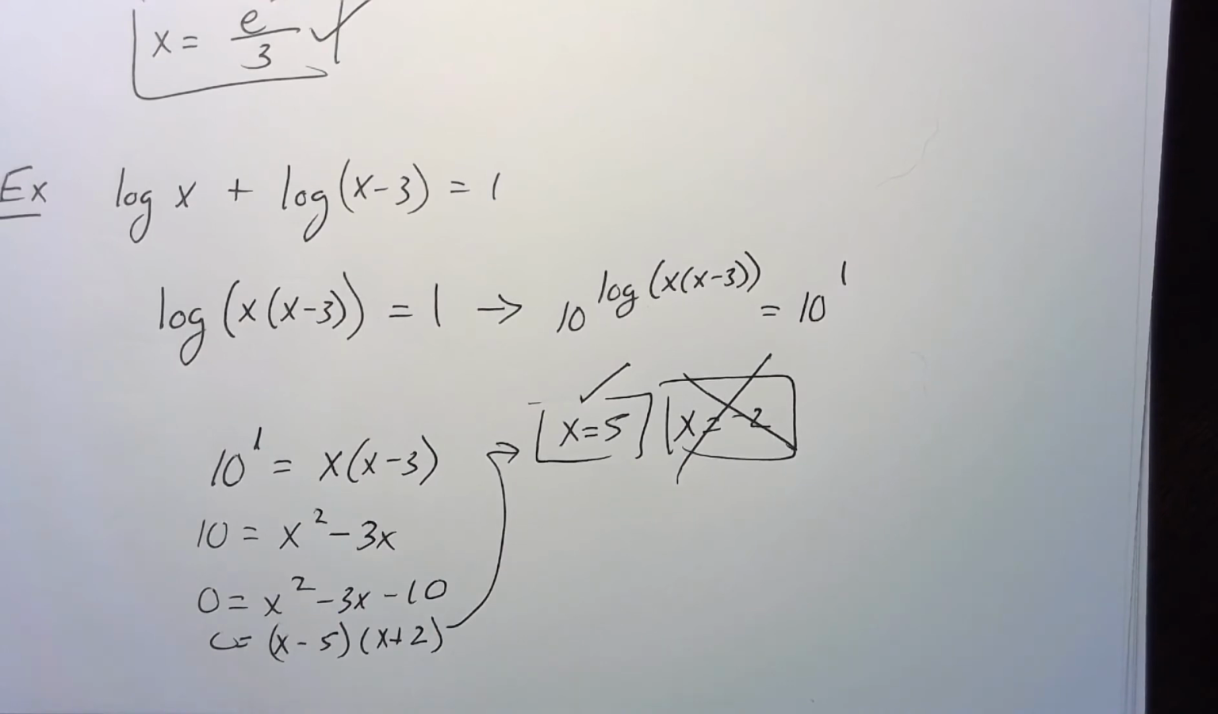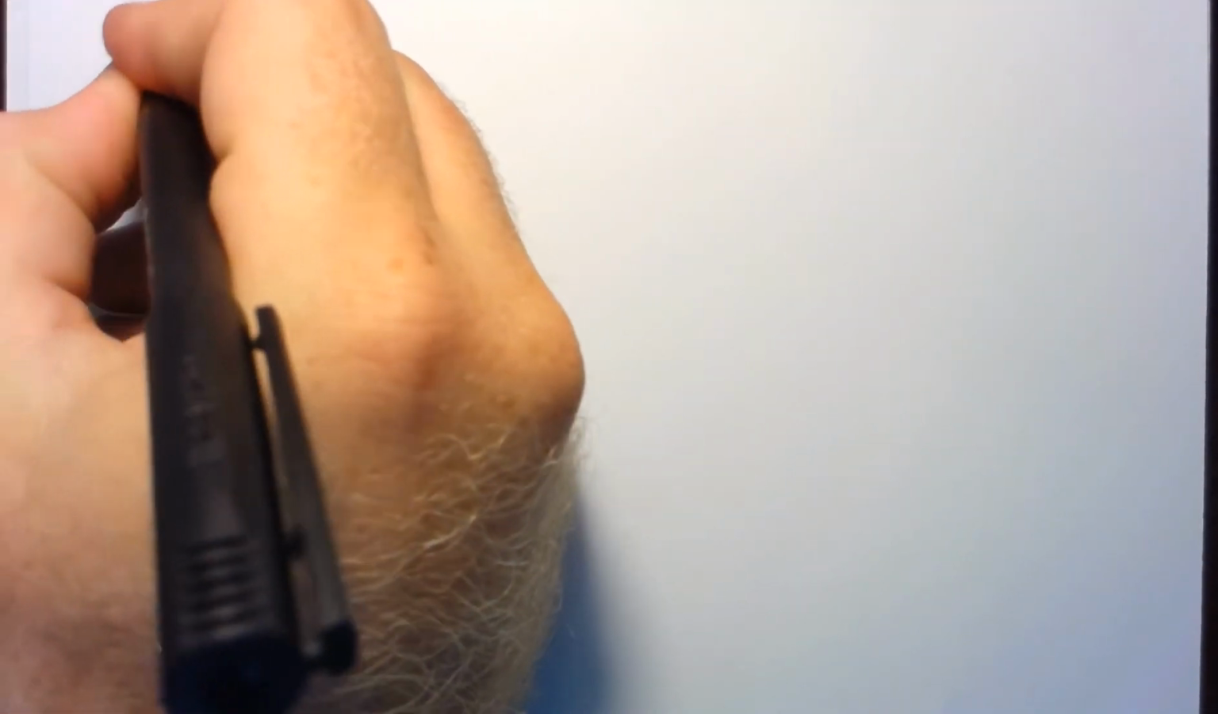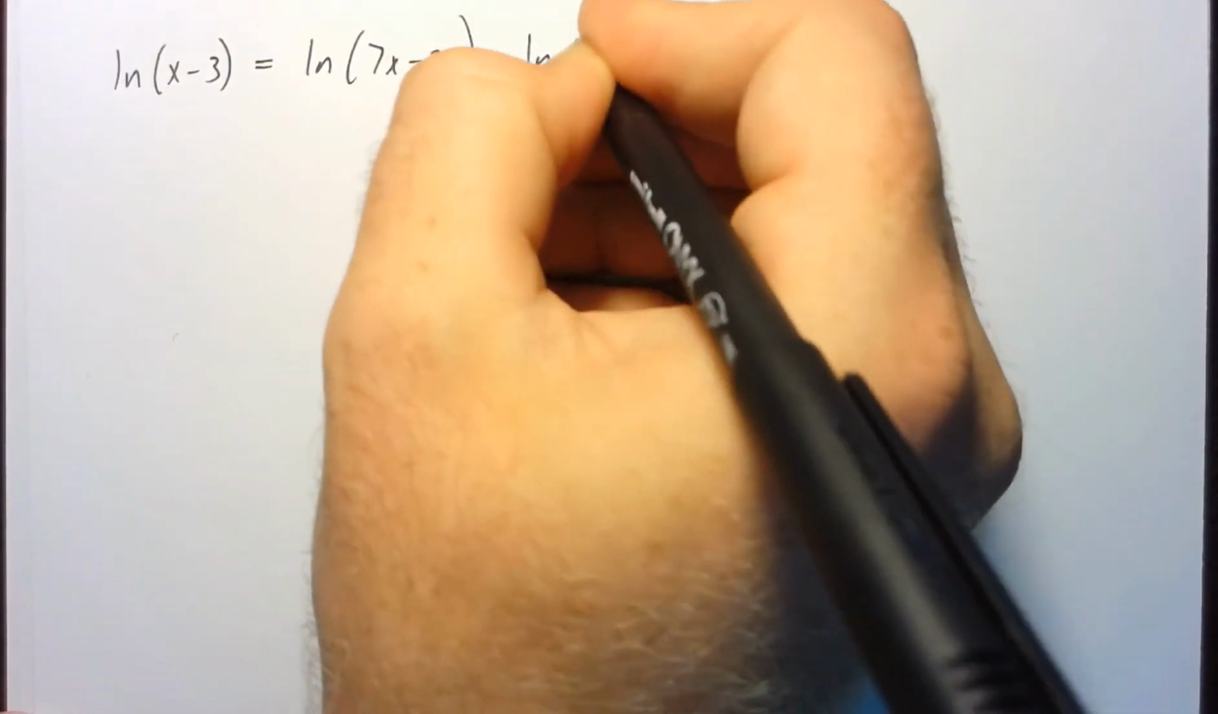In almost all cases of the examples, what you're going to do is get it to be one log expression, and then go ahead and change the form from log to exponential. One more example that doesn't necessarily follow this rule but does enforce it is the natural log of x minus 3 equals the natural log of 7x minus 23 minus the natural log of x minus 1.